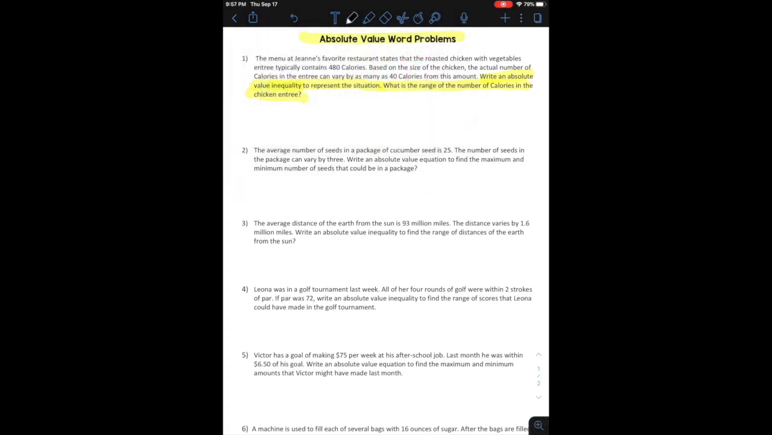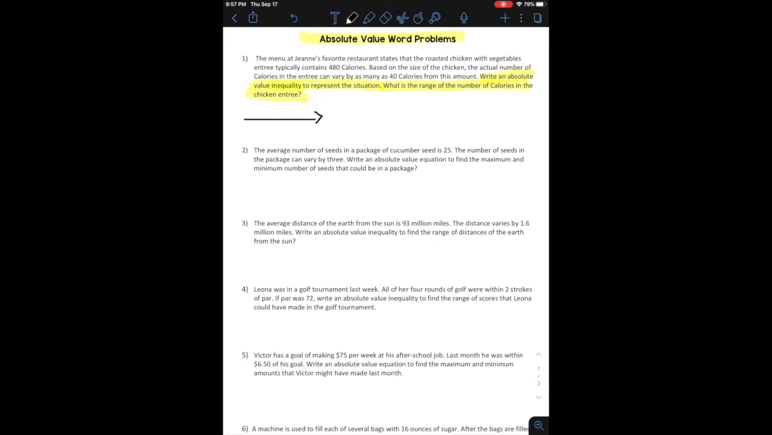So this specific word problem is telling us that the menu at a restaurant states that the roasted chicken with vegetables entree typically contains 480 calories. Based on the size of the chicken, the actual number of calories in the entree could vary by as many as 40 calories. What that means is it could be 40 calories more than what it usually is, or 40 calories less than what it usually is.